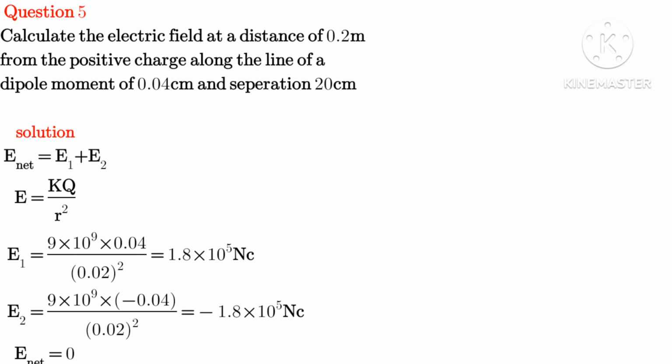So at the end of the day, we have the first one to be 1.8 times 10 raised to power 5 Newton per coulomb, and the second one to be minus 1.8. The reason why it is minus is because it is coming along the negative charge. It simply means that when you take the net electric field, you will have the net electric field to be equal to 0. So respectively, we have our E1 to be positive 1.8 times 10 raised to power 5 Newton per coulomb, and the second one to be negative 1.8 times 10 raised to power 5 Newton per coulomb.